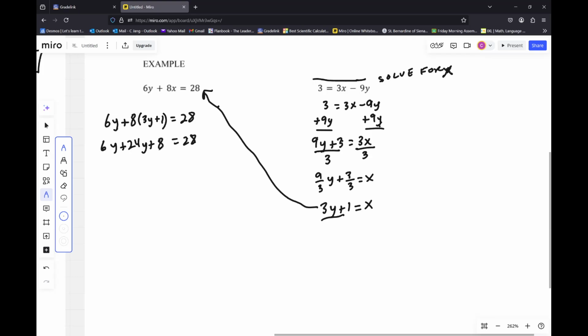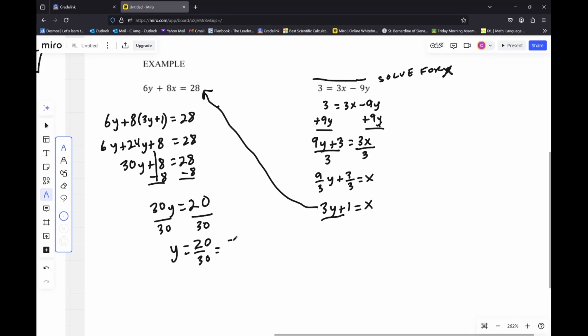And notice I only have y's in this one equation. I can definitely solve it. 6y plus 24y is 30y, plus 8 is equal to 28. Then I'm going to subtract 8 from both sides. These cancel out, and I get 30y is equal to 20. If I divide by 30, I get y is equal to 20 over 30, which is equal to 2/3.